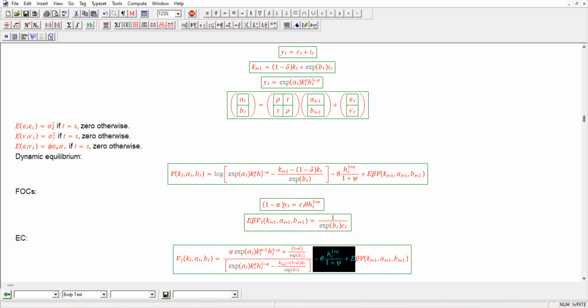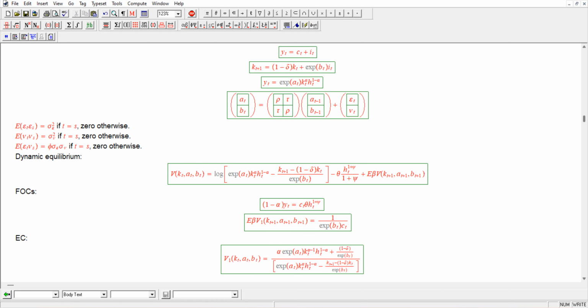And there is no kt anywhere else. You can actually simplify this, because notice this is just a ct again. And this expression is output divided by the capital stock. So why don't we just simplify that?